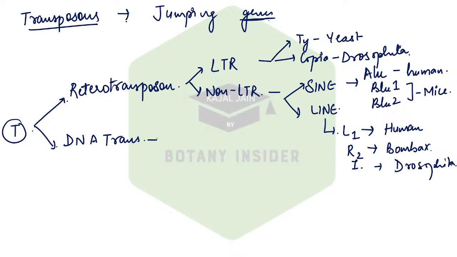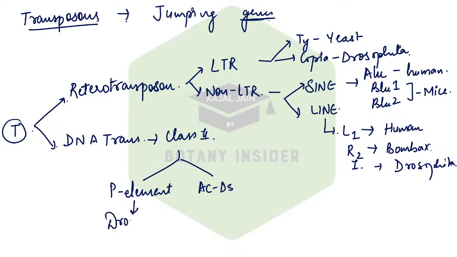These are your second class, class 2. In this, you have two examples. One is the P element, and the other one is Ac/Ds. P element is found in Drosophila, and Ac/Ds is found in maize. All these are important, okay? Keep a note of this entire flowchart, and you will never face a problem in solving questions on the entire transposon concept, okay?